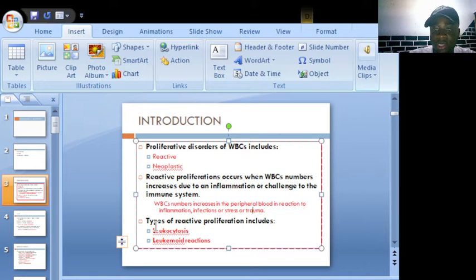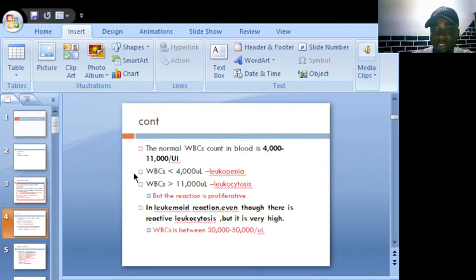Now let's focus on the reactive proliferation, the factors that can cause increased level of WBC. One is leukocytosis, and another one that we talk about is leukemoid reaction. So therefore, what is leukocytosis? What is leukemoid reaction? Now, let me take you back.